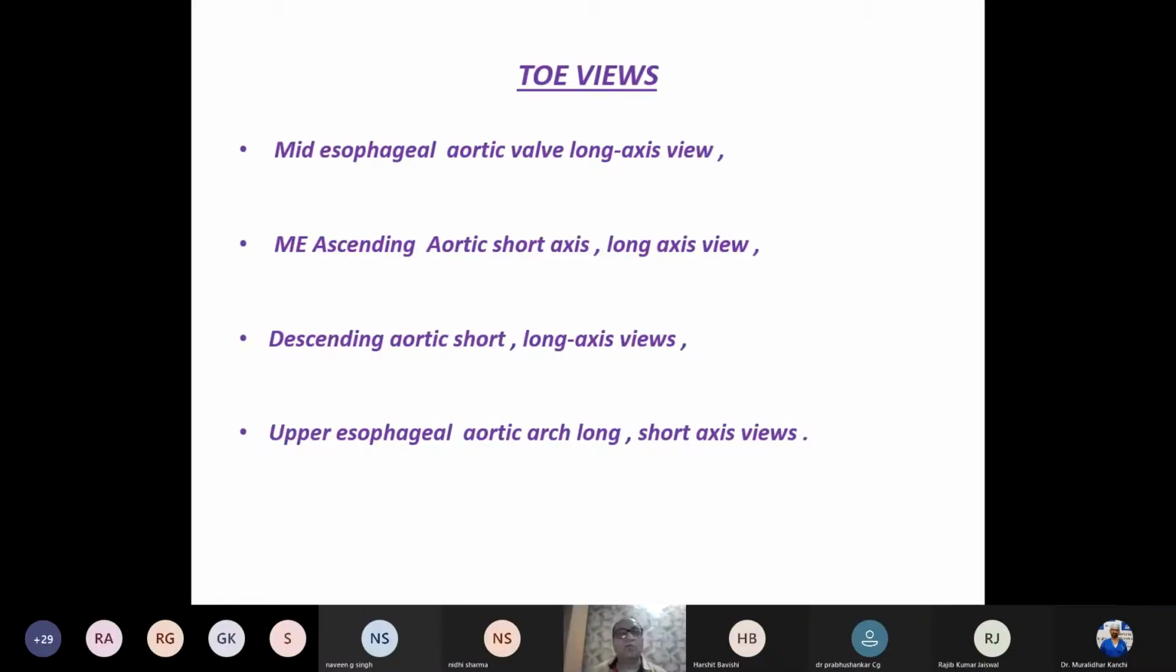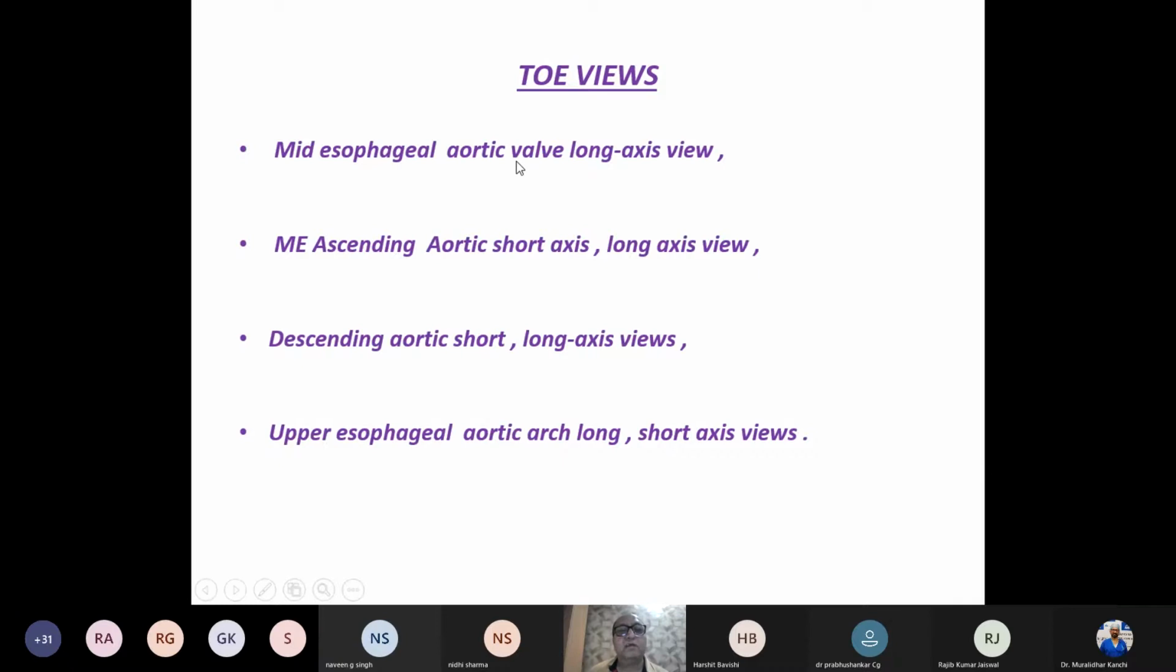43 to about 55 millimeters. Now, in order to visualize and assess the aortic root, ascending aorta, aortic arch, and the descending aorta, we need to have some TE views. There are about 4 to 5 views which are important for us.